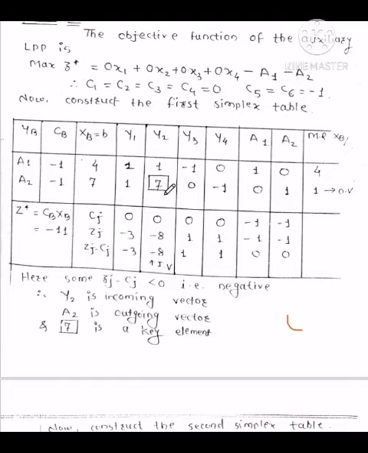incoming vector is 1. 4 divided by 1 is 4. Then 7 divided by 7 means 1. So here the minimum ratio is 1. Therefore the corresponding vector, that is a2, a2 is the outgoing vector. So here y2 is the incoming vector and a2 is the outgoing vector. The intersection of these two is 7. So 7 is the key element.